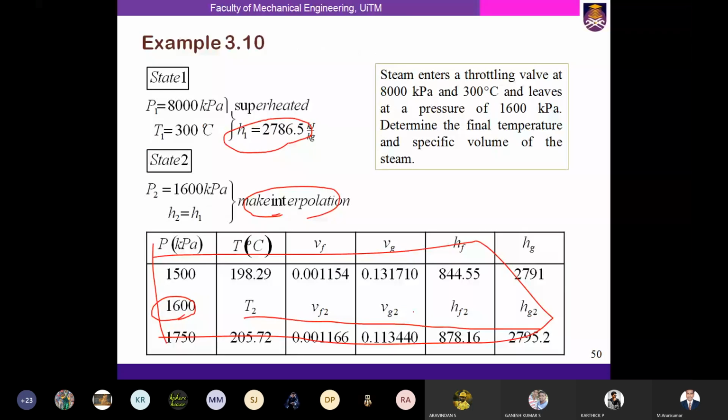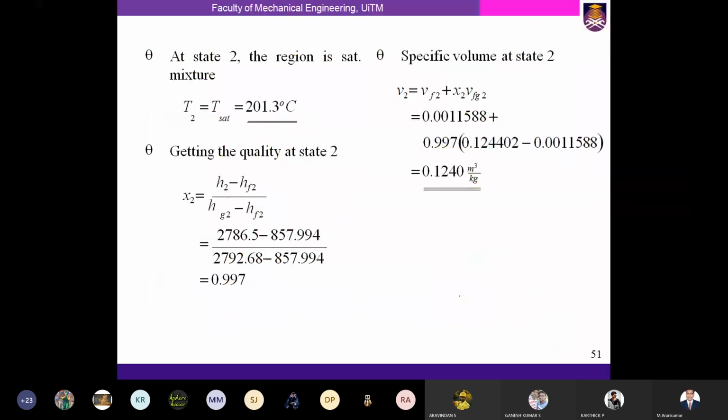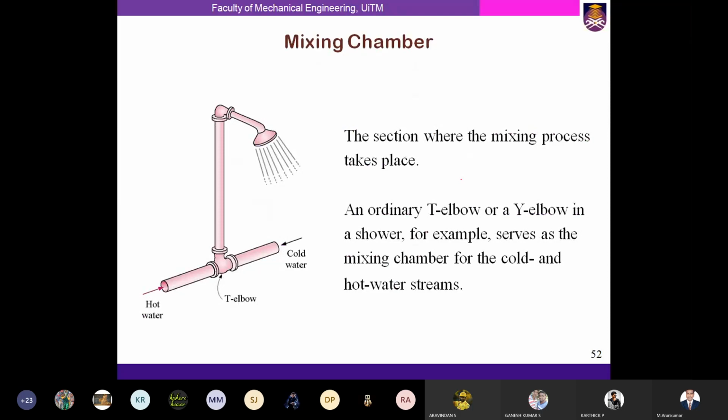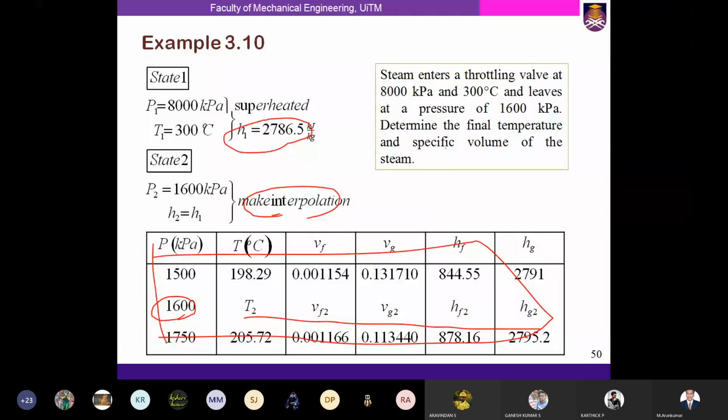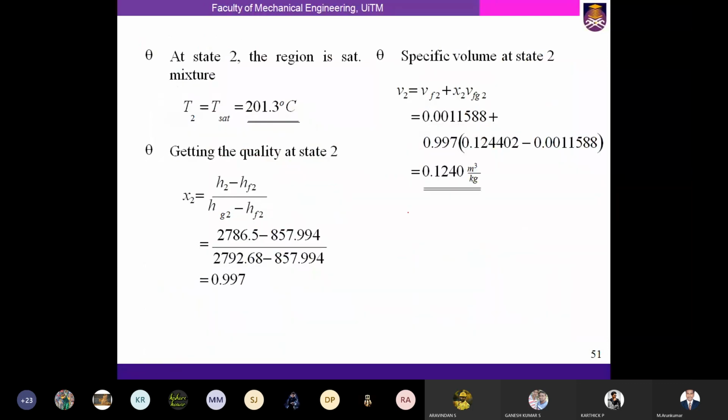The same for state 2, the x2 value is calculated. From this equation, we have hf and hg, so we need x here. Another we can calculate this. Then we can use this x to calculate v, the specific volume at T2. So that is the thing we need to calculate, the v for throttling one, right?